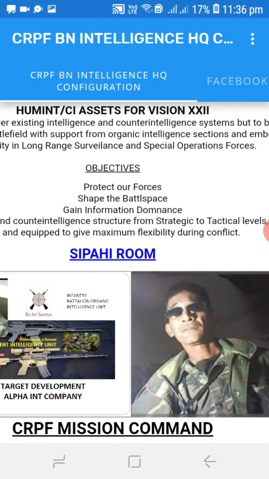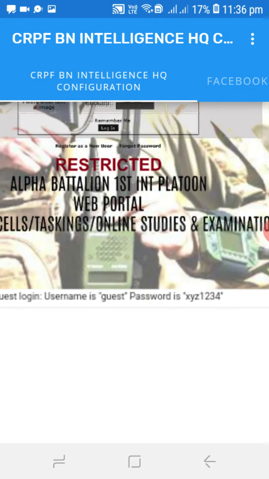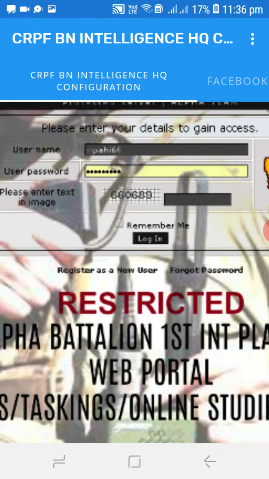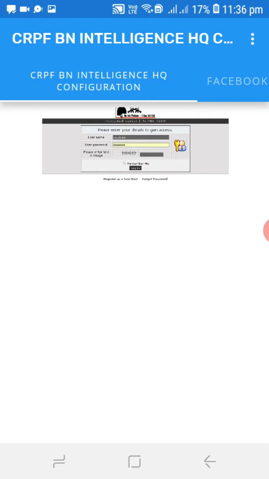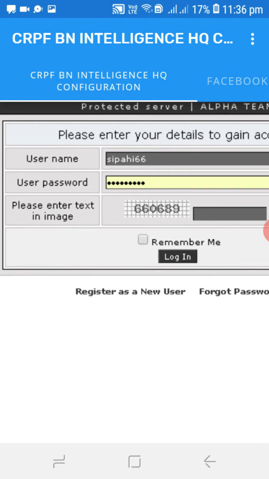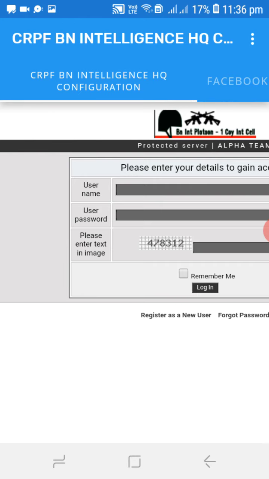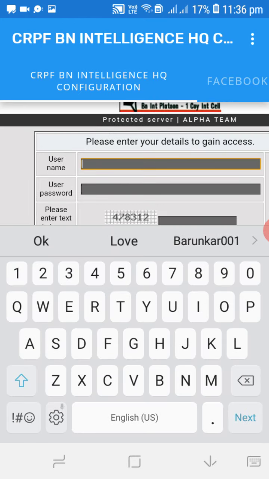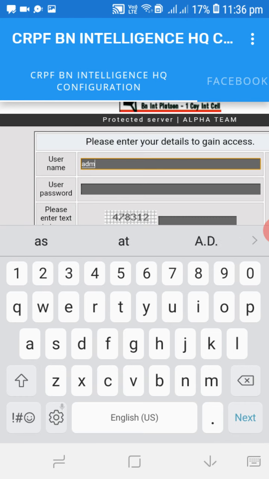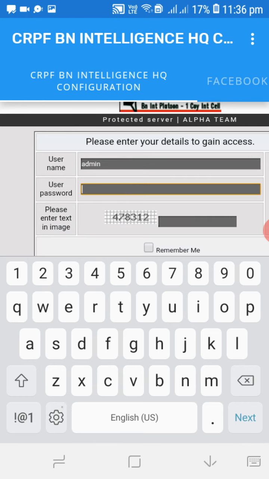Here's the Sipahi room. I created this so that the soldiers can move in. Here I'm logging in with my administration login. Here I go in. This is the Sipahi room. Similarly, a headquarters portal is also created. I'll log in here and show you what I've done for the army, the amount of effort I've given in 14 years for this country.